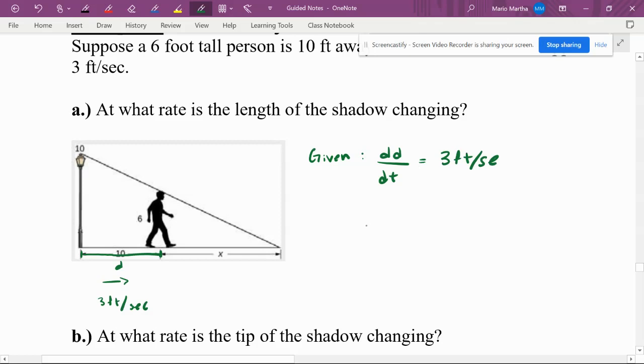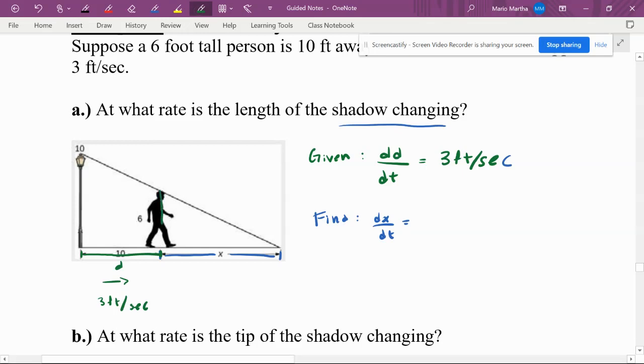All right. And then what we need to find is how fast the length of the shadow is changing. And the length of the shadow here is given by x, right? So this is x right here. So in this case, we need to find dx over dt. So how fast is that changing, right? It's also a rate as well. Now, in order for us to figure out the equation, we're going to be using similar triangles, right?